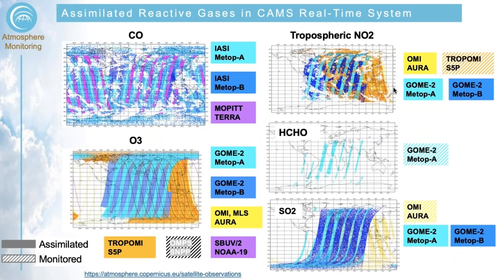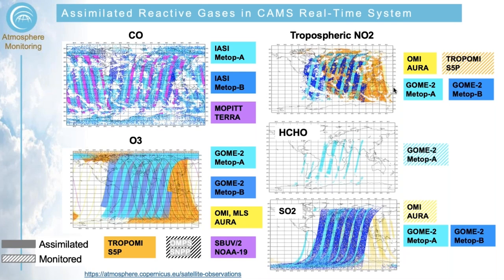So this slide is showing how these observations look in our assimilation system. These maps are showing the observations available for just one day for different chemical species. We're looking at carbon monoxide, ozone, nitrogen dioxide in the troposphere, formaldehyde, and sulfur dioxide. The different colors on each map indicate a different observation, and those observations are labeled in the boxes to the side of each map. Some of these data are actively assimilated, and some are just monitored, and that's denoted by the shading of the observation in the box.